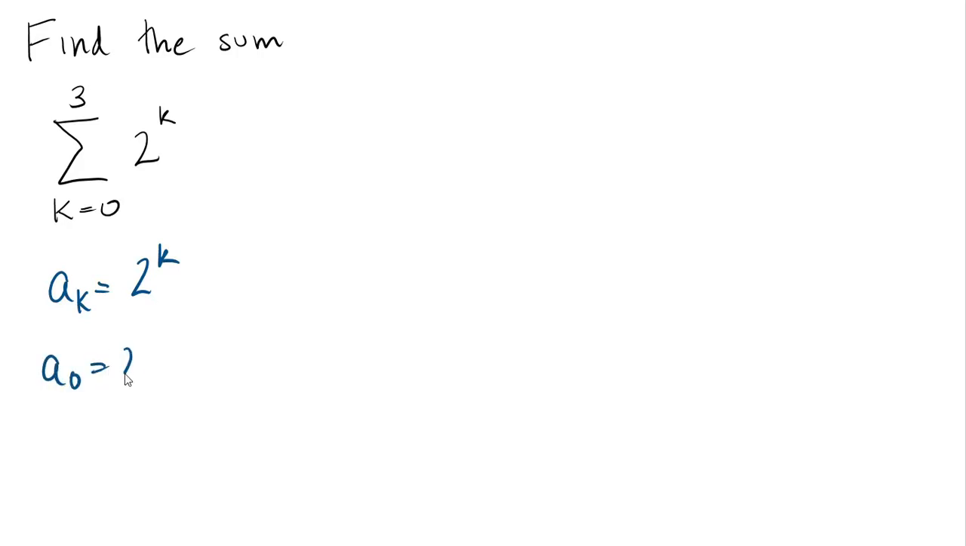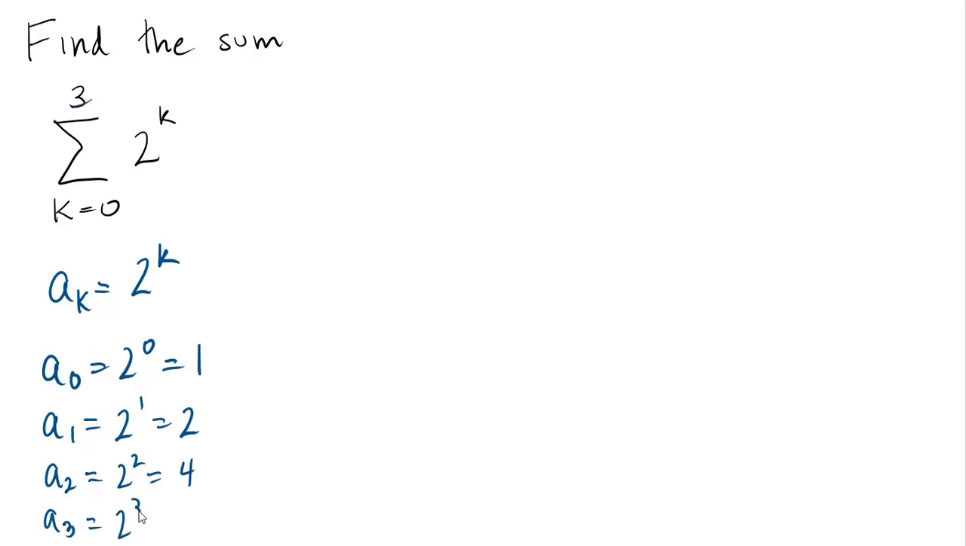So a sub 0 would be 2 to the 0, which is 1. A sub 1 would be 2 to the first, which is 2. A sub 2 would be 2 squared, which is 4. And I stop at a sub 3 because the top number is 3. A sub 3 would be 2 cubed, which is 8. So this is telling us to add those 4 terms together, and that's 15.